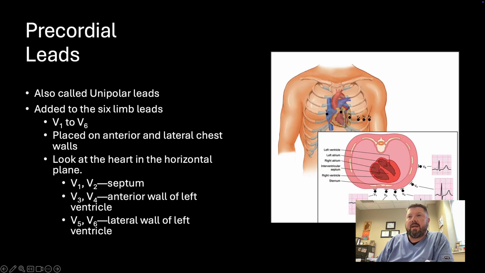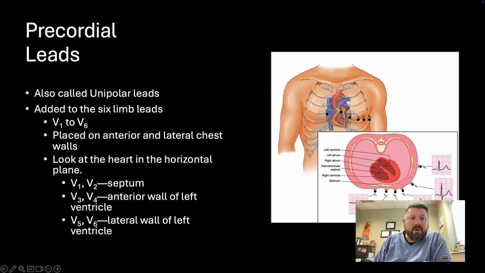So your precordial leads, these are also called your unipolar leads. So these are added to your 6 limb leads, your limb leads being leads 1, 2, 3, AVR, AVL, and AVF. 1, 2, 3 being bipolar leads, AVR, AVL, AVF being augmented leads. These are added to make your additional 6 leads to make the 12-lead.